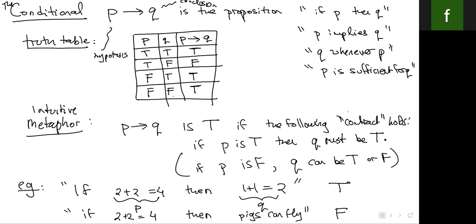Wait, I have a question. Yep. How would 2 + 2 = 4 imply that 1 + 1 = 2? Isn't it unrelated?